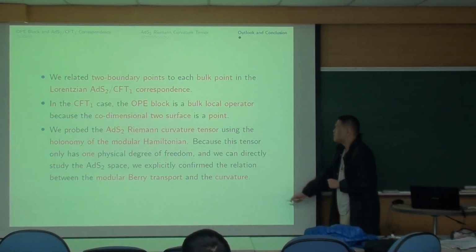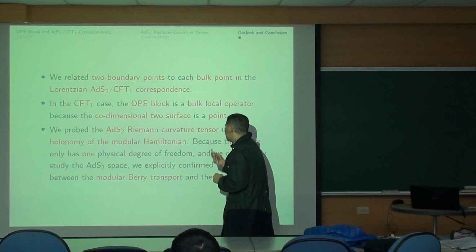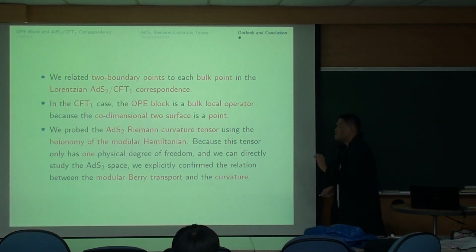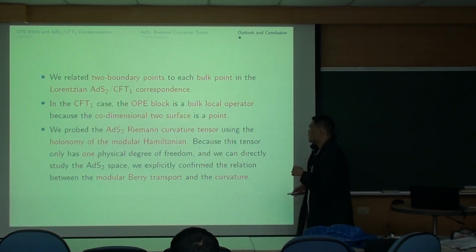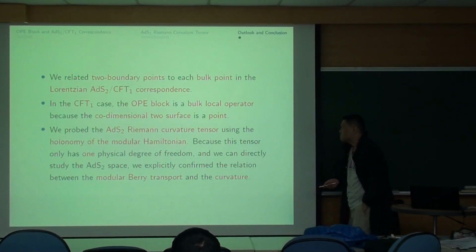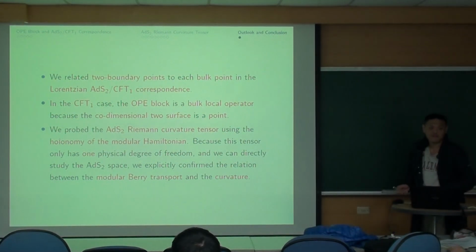We probe this AdS2 Riemann curvature tensor on the holonomy of the marginal Hamiltonian, because this tensor only has one physical degree of freedom, so it's easy to show it. And then we can also precisely confirm the relation between the marginal parallel transport and the curvature. Thank you.